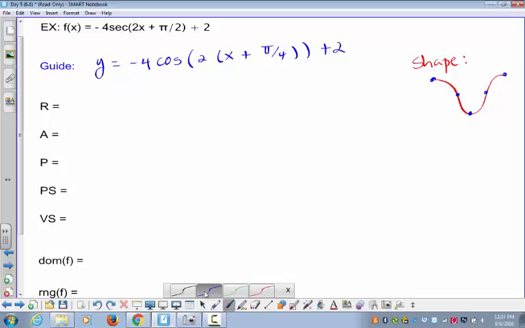All right, yes or no on reflection? Yes. Amplitude for the guide, 4. Period, 2 pi over 2 is pi. Phase shift, negative pi over 4. Vertical shift, 2. All right.